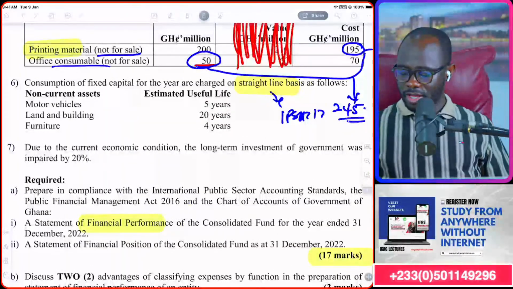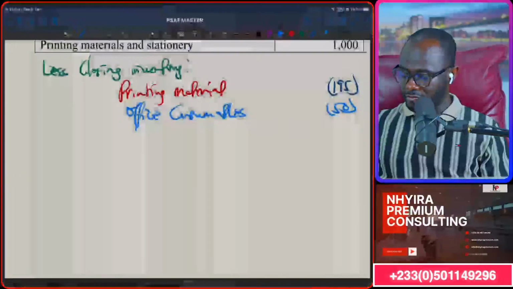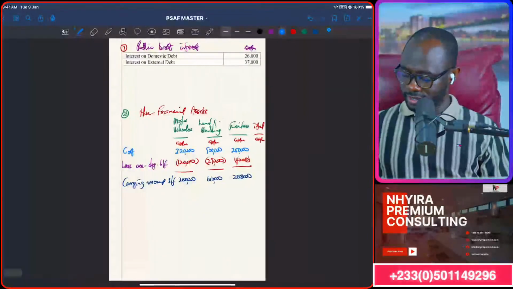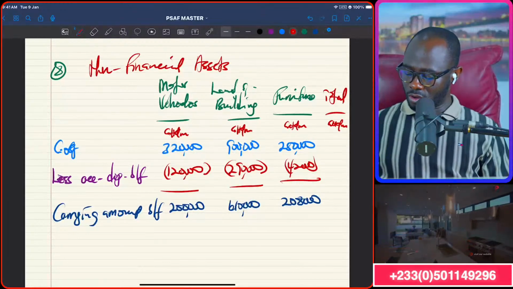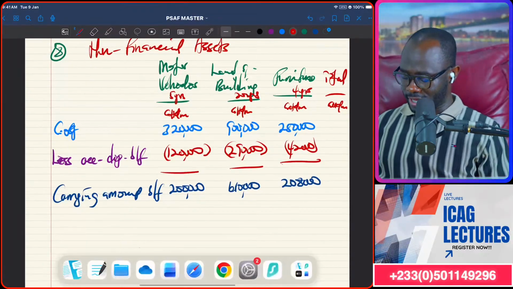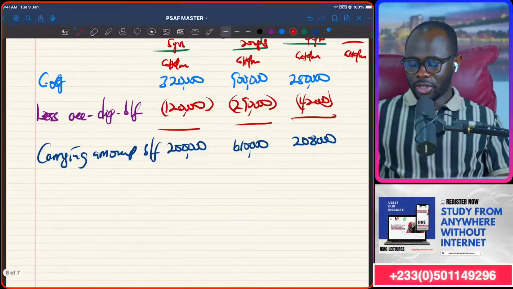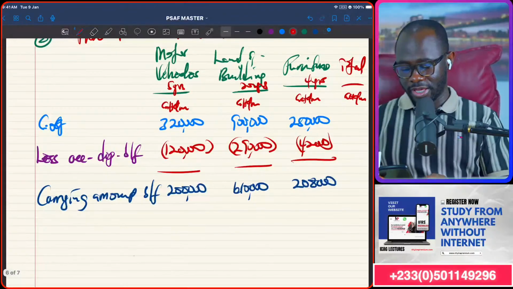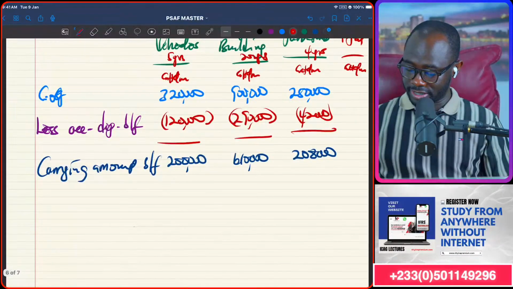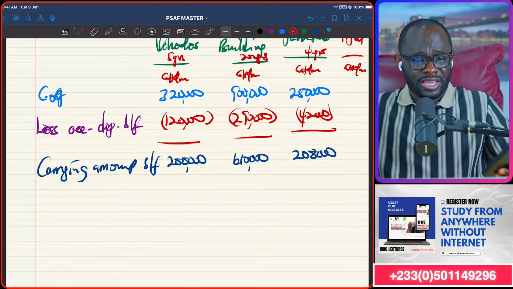So let's go. So motor vehicle, 5 years. Land and building, 20 years. Furniture, 4 years. You know, we have that already worked out somewhere. Where is it? Yeah, note 8. So this is 5 years. This is 20 years. And this is 4 years. Did I get that right? 5, 20, and 4. So we will divide. So the cost for motor vehicles will be 320 divided by 5. That's 64,000. So that's going to be the depreciation for the year, or consumption of fixed assets.